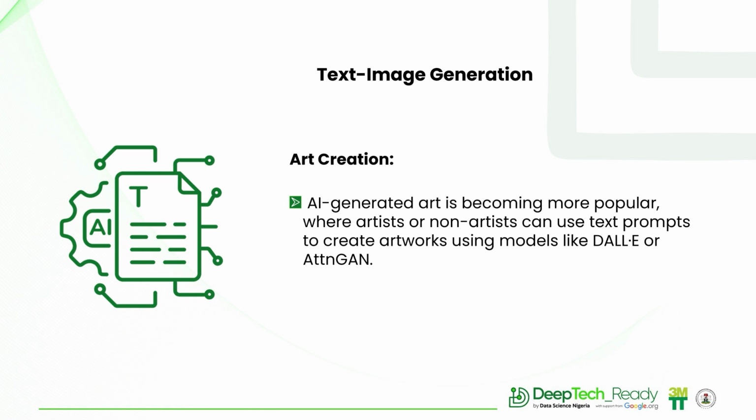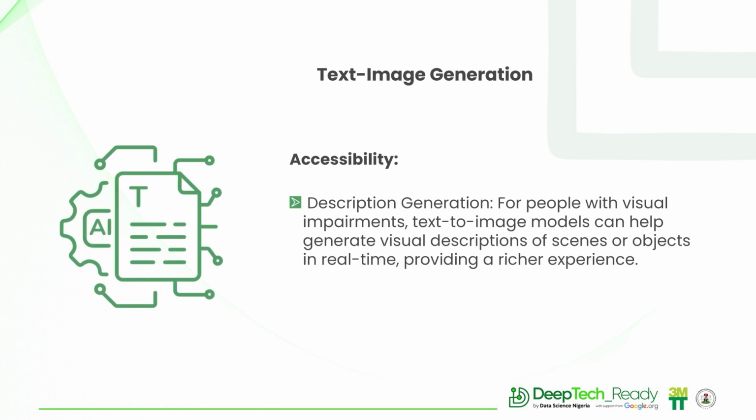So let's talk about accessibility. Description generation for people with visual impairment, it's applicable in that aspect. Text to image models can help generate visual description of scenes or objects in real time, providing a richer experience. So I'll say accessibility, basically for description generation, visual impairment, and the likes. All right.